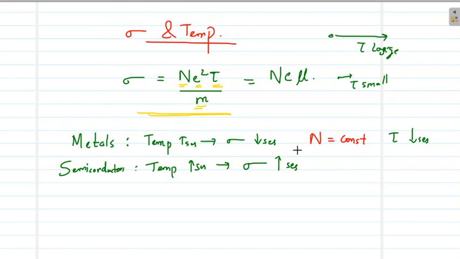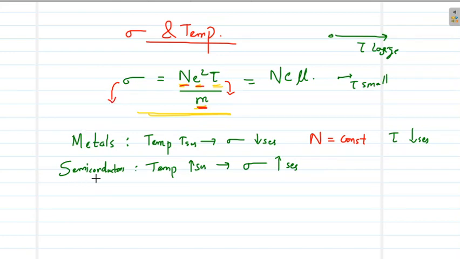So for metals, we have seen that n is somewhat constant, and as temperature increases, the collisions increase and the average time between collisions will decrease. Electrons will be hitting each other very fast. That means no time is there, so tau will decrease. So what will happen? As temperature increases, n, e and m are somewhat constant and tau decreases. That means sigma will decrease in the case of metals.